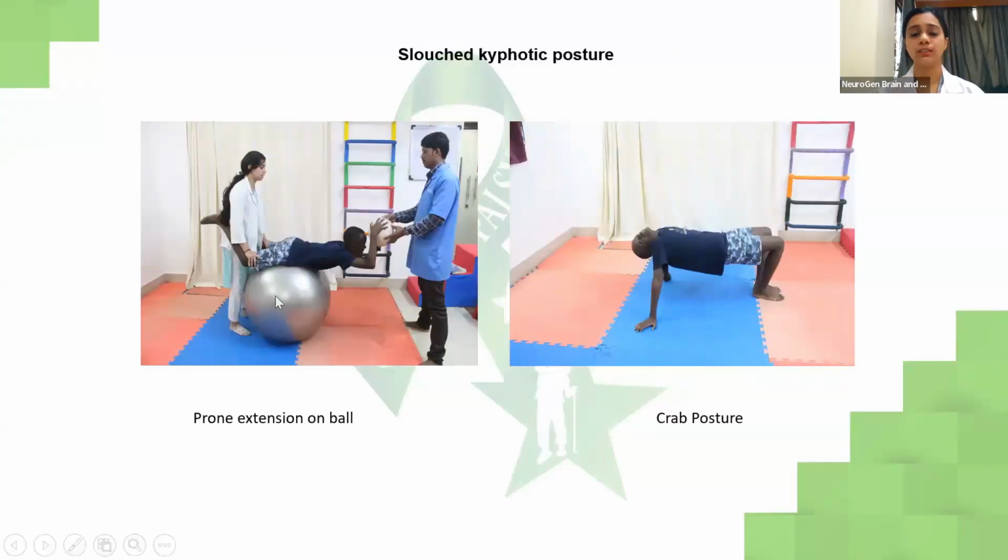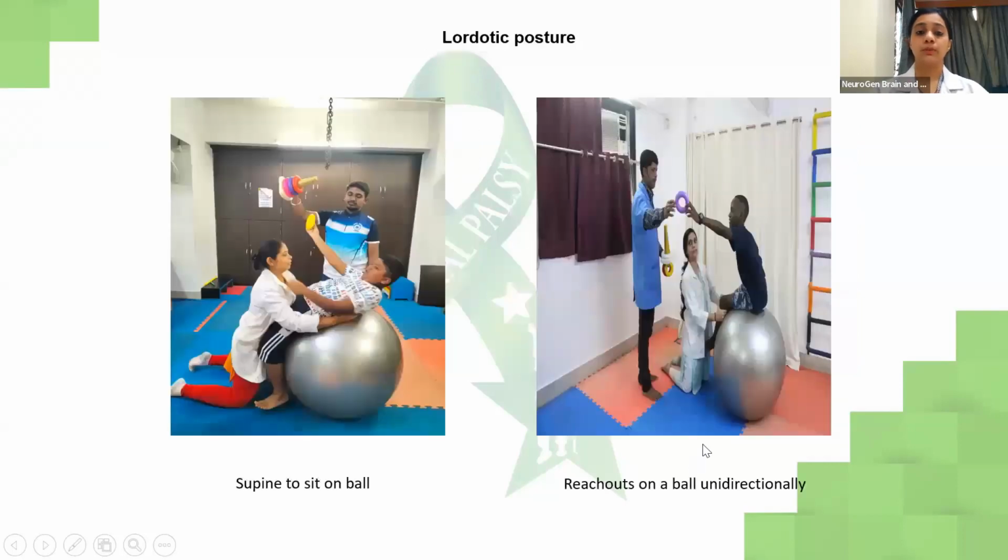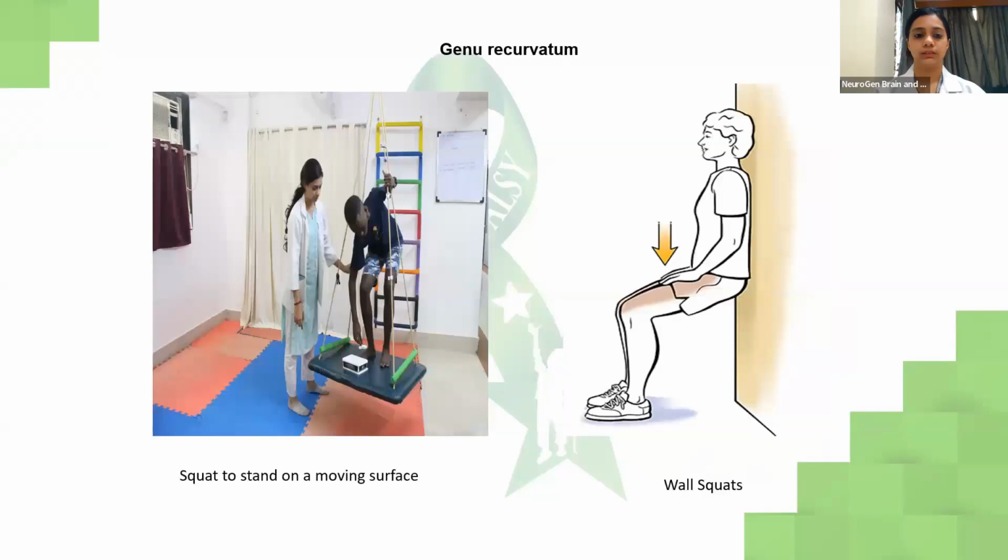Activities for slouch posture: prone extension on the ball, crab position, supine to sit on a ball, reach outs on a ball unidirectionally. Activities for genu recurvatum are squatting, squat to stand on a moving surface, wall squats.